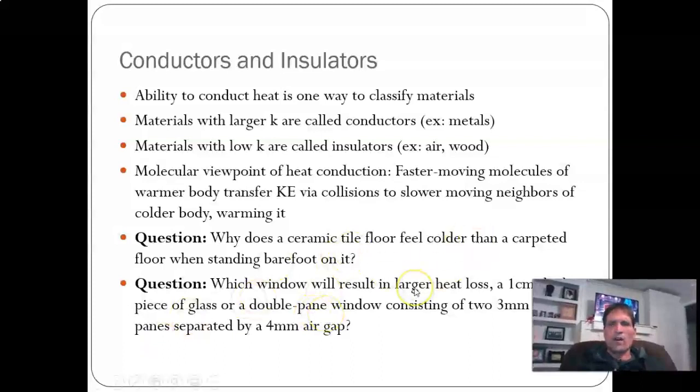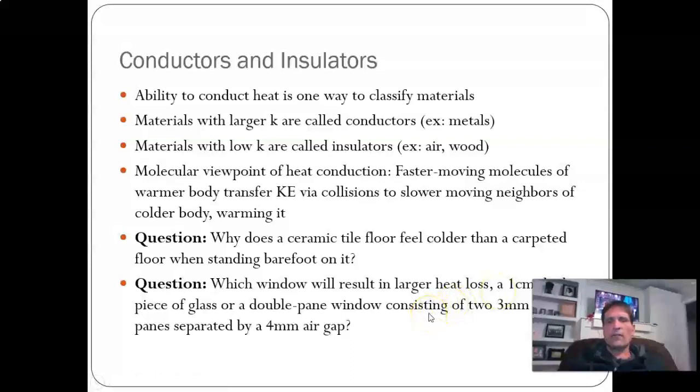Which type of window will you get a larger heat loss due to conduction? So suppose you have two choices. You can buy a window which is a 1 centimeter thick chunk of glass, or you can buy a double pane window consisting of two 3 millimeter glass panes with an air gap in between. Which one is going to insulate the room better from heat loss to the outside? And the answer is the double pane window.